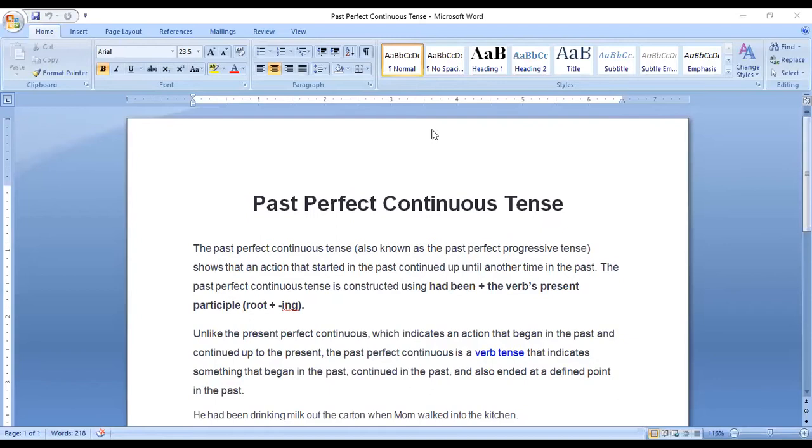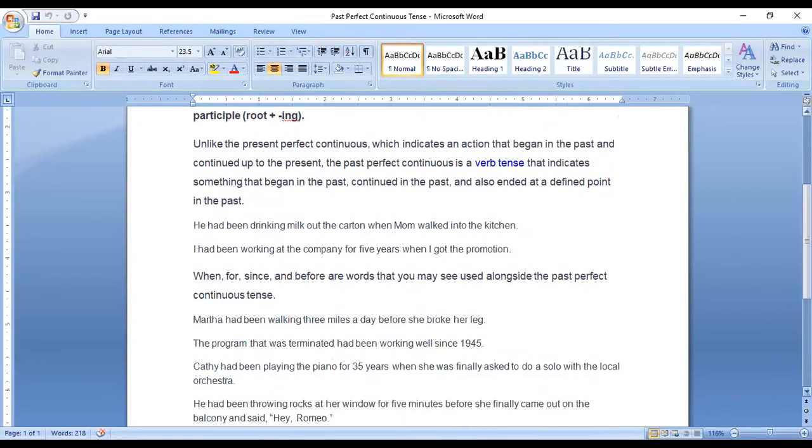You can find the usages here. The past perfect continuous tense, what I explained very clearly, is given here. It is also known as the past perfect progressive tense. It shows that an action that started in the past continued up until another time in the past. The past perfect continuous tense is constructed using had been plus the verb's present participle, that is the root form V1 plus the ing form. So all these notes you can read and understand, my dear friends. Let us see some examples.